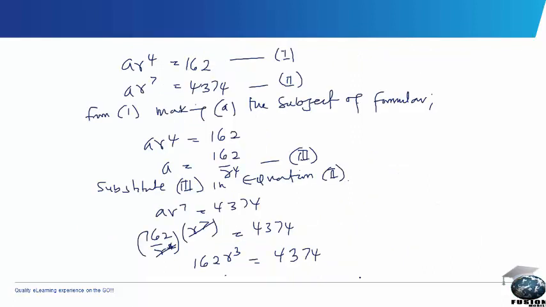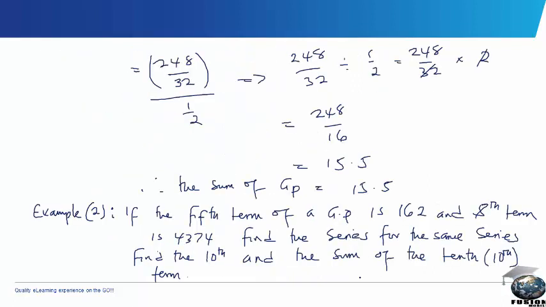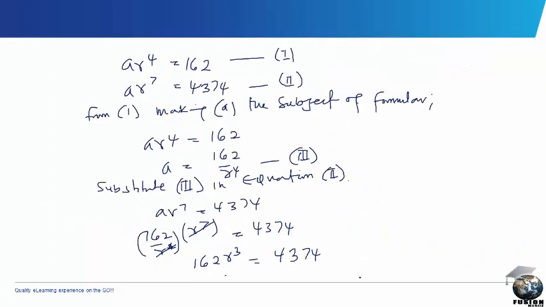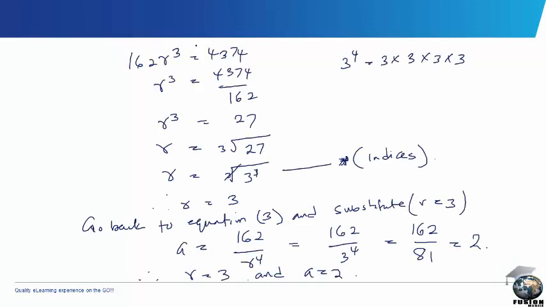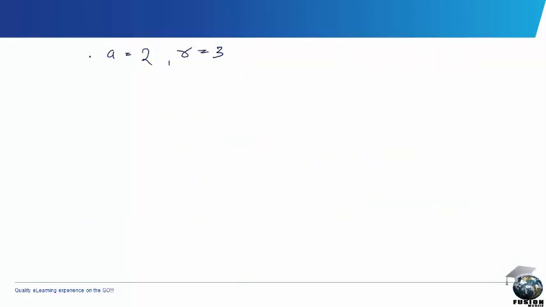All right, so the next question says: for the same series, find the 10th term and the sum of the 10th term. For this series, a is equal to 2 and r is equal to 3. So the series starts with a, which is 2, and then the next term is 2 times 3, which is 6.